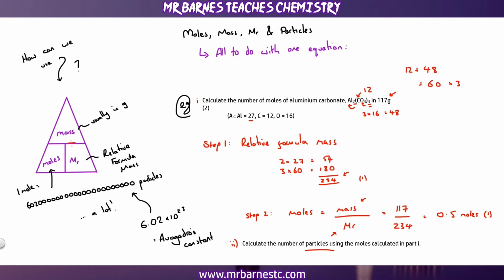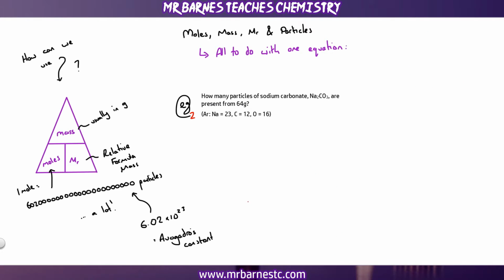Now, there could quite easily be an extra part to this question that says calculate the number of particles using the moles calculated in part 1. And as I said earlier, you take the number of moles and you times it by Avogadro's constant, which is 6.02 times 10 to the 23. And that comes out to 3.01 times 10 to the 23.